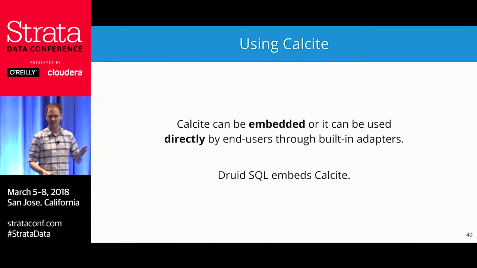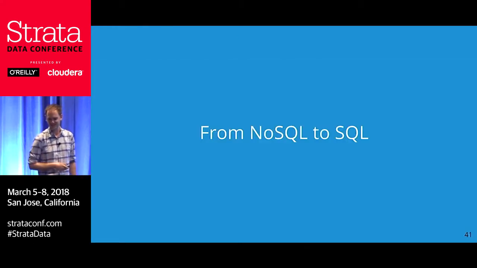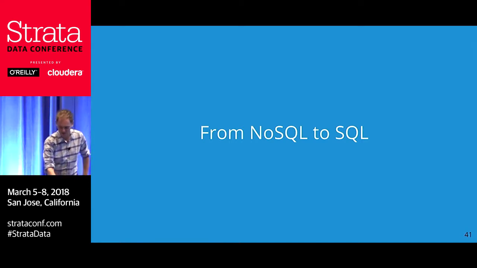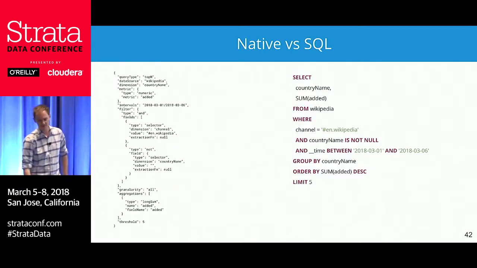Anyway, Druid SQL embeds Calcite. Users don't need to worry that Calcite's there unless they get an exception message that comes from it. Okay, how did we bridge this? How did we go from NoSQL to SQL? Obviously, we use Calcite, but let's look at Druid's native query language now.